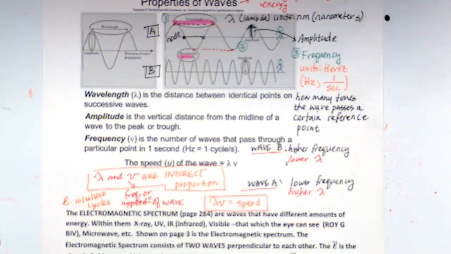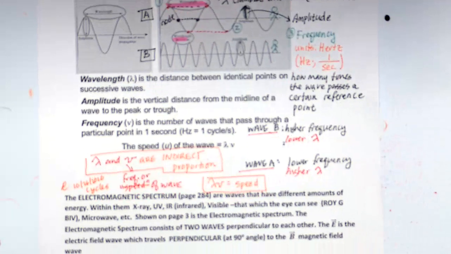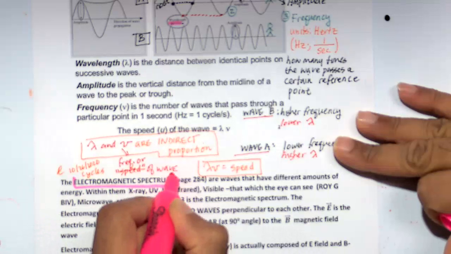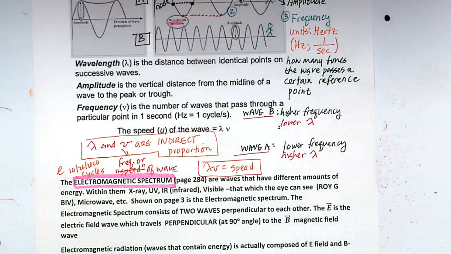Now the next important thing about this chapter is the electromagnetic spectrum that's being talked about here. First of all, it's a spectrum.